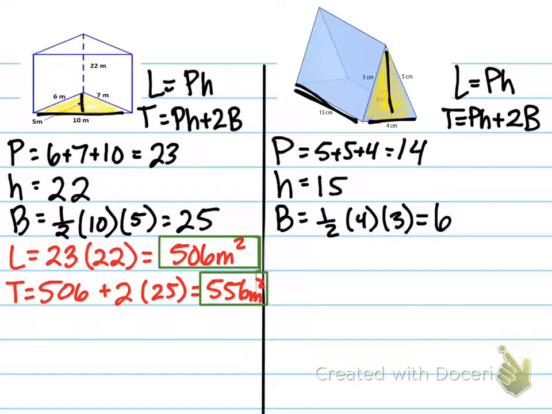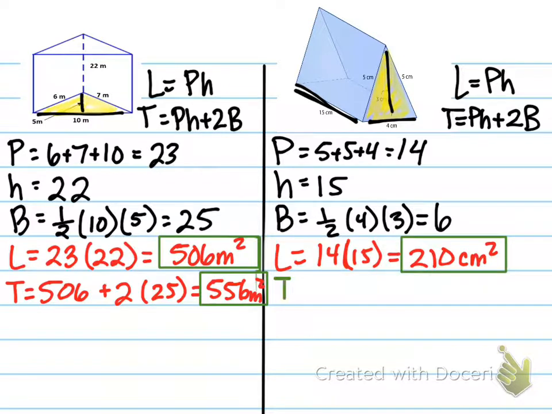When we look at our lateral surface area formula, we have PH. So 14 times 15 gives us 210. Our units are centimeters squared, so 210 centimeters squared. And our total surface area is our lateral, which is 210, plus 2 of the bases, so 2 times 6. When we put that in the calculator, we should get 222 centimeters squared.